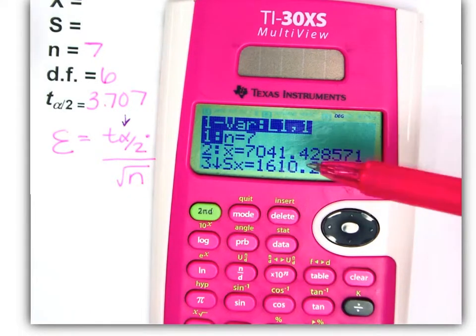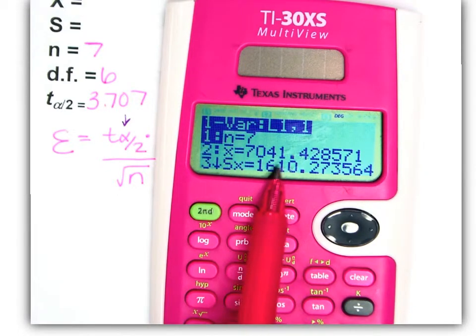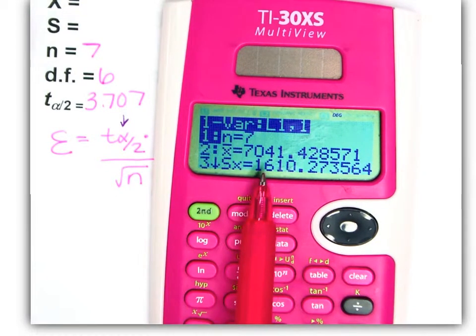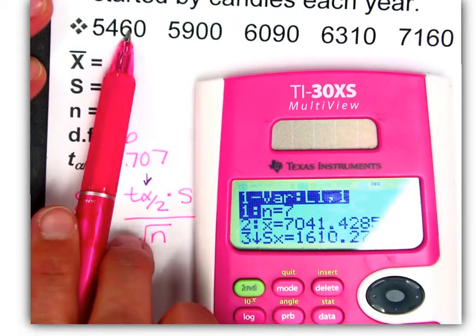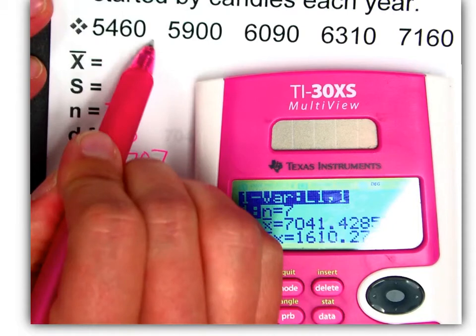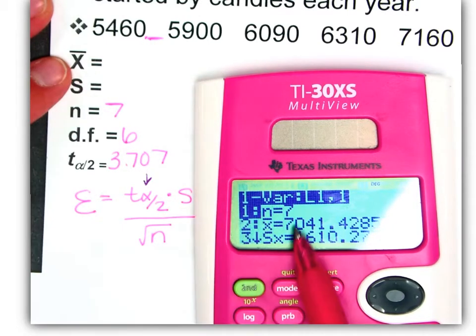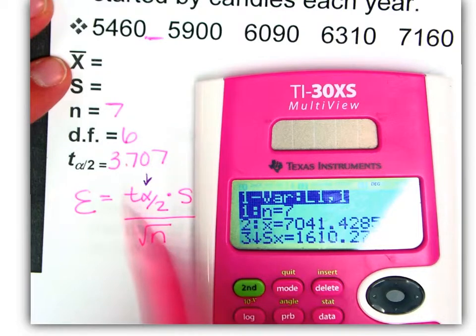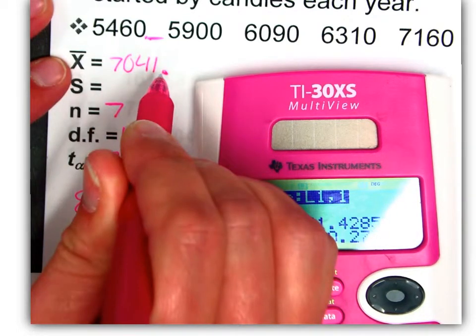Now this is a sample, so we need to use X bar, that represents a sample. And remember, we're using raw data, so we round one more than the original data value. Look at our original data value. There are no decimals, which means I'm going to need one more decimal place when I'm getting the actual answer. So I have 7,041. That goes right here, but I need one more decimal place than the original data value.